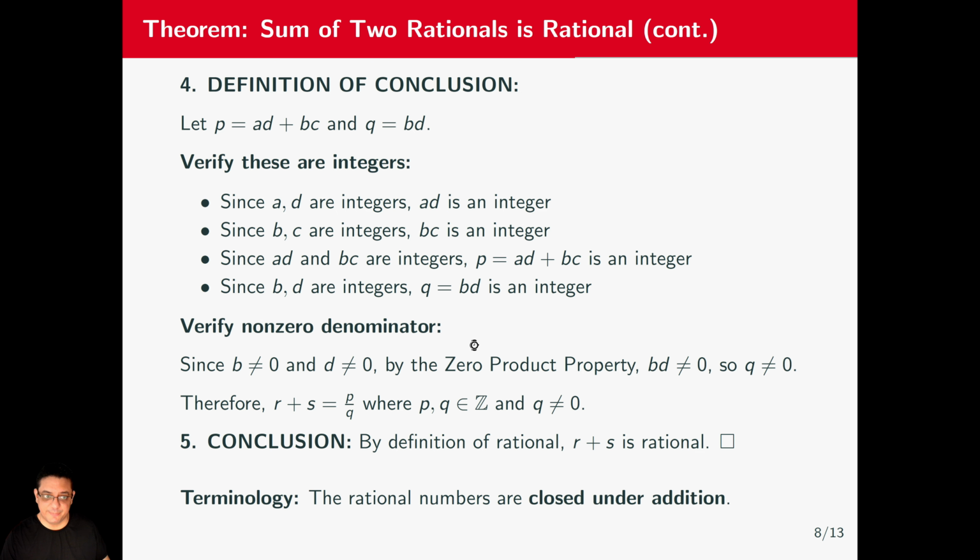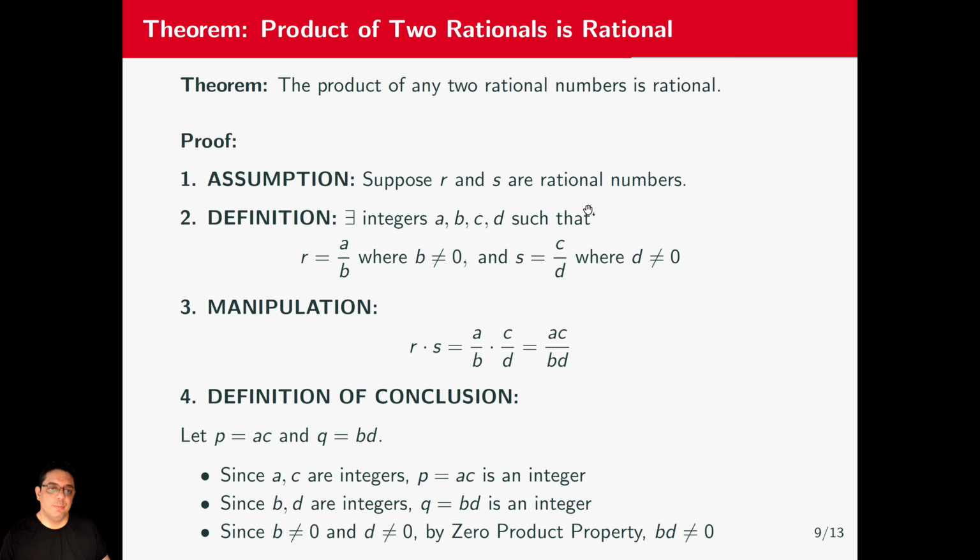We'll see that later. Now, the natural transition from that theorem is, now that we proved that the sum was rational, what about the product? And indeed, the product of any two rational numbers is also going to be rational. The way that we go about it is the same. We assume that we have two rational numbers in the assumption.